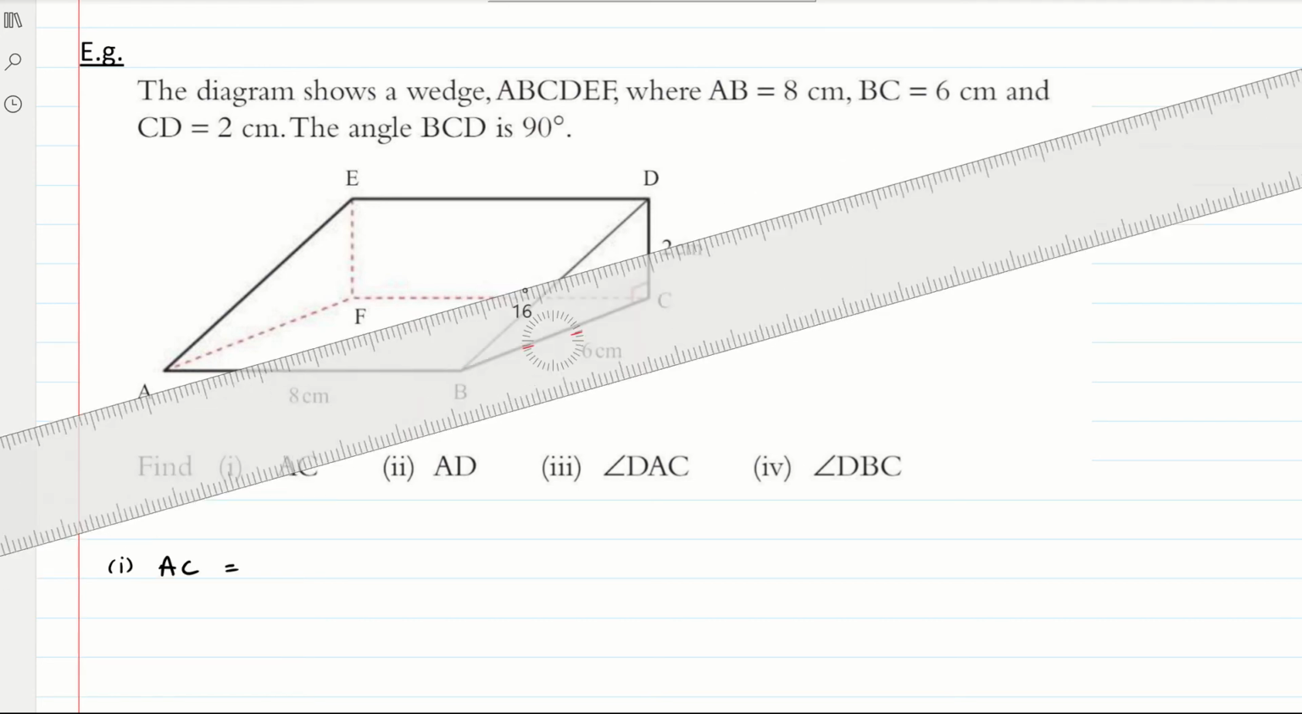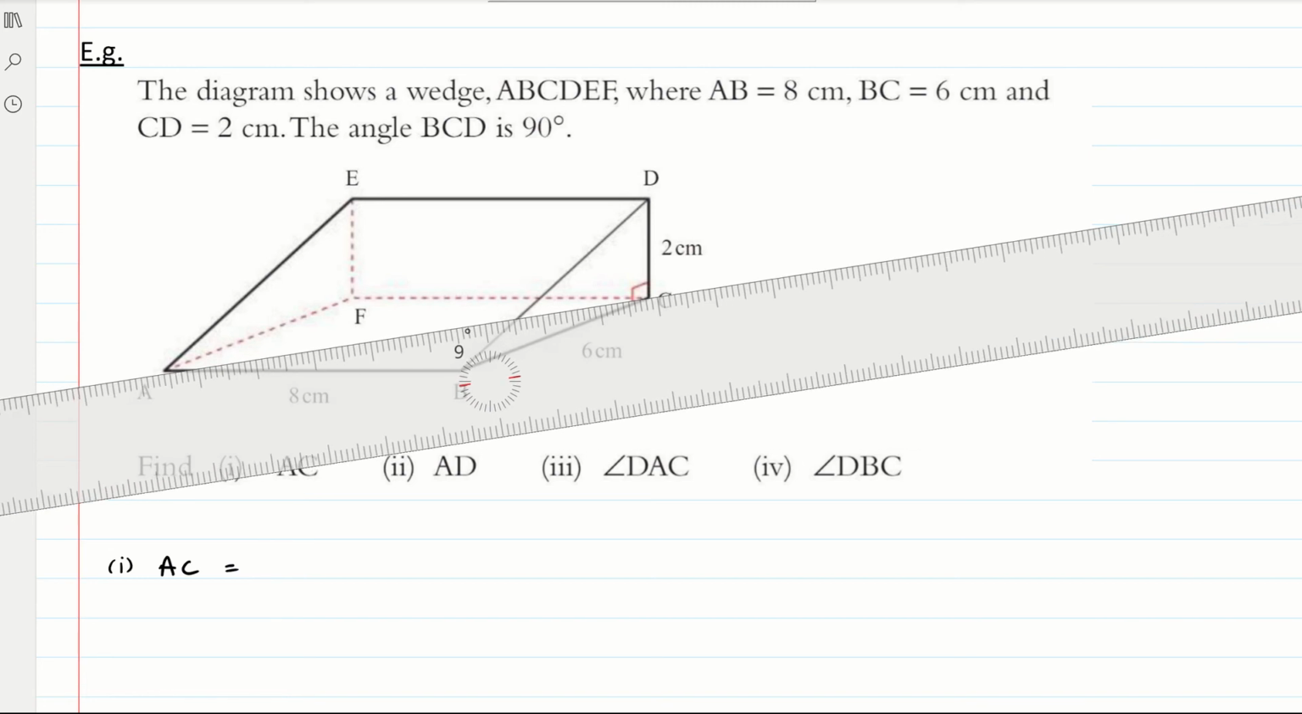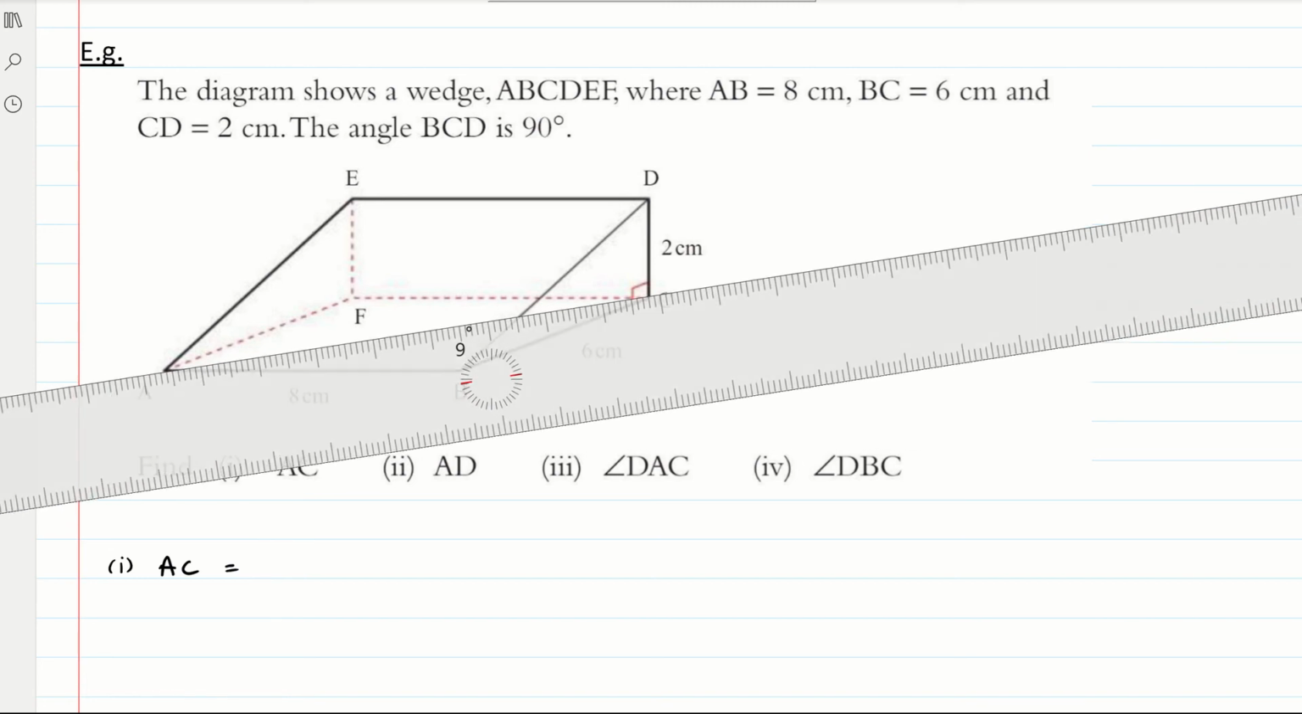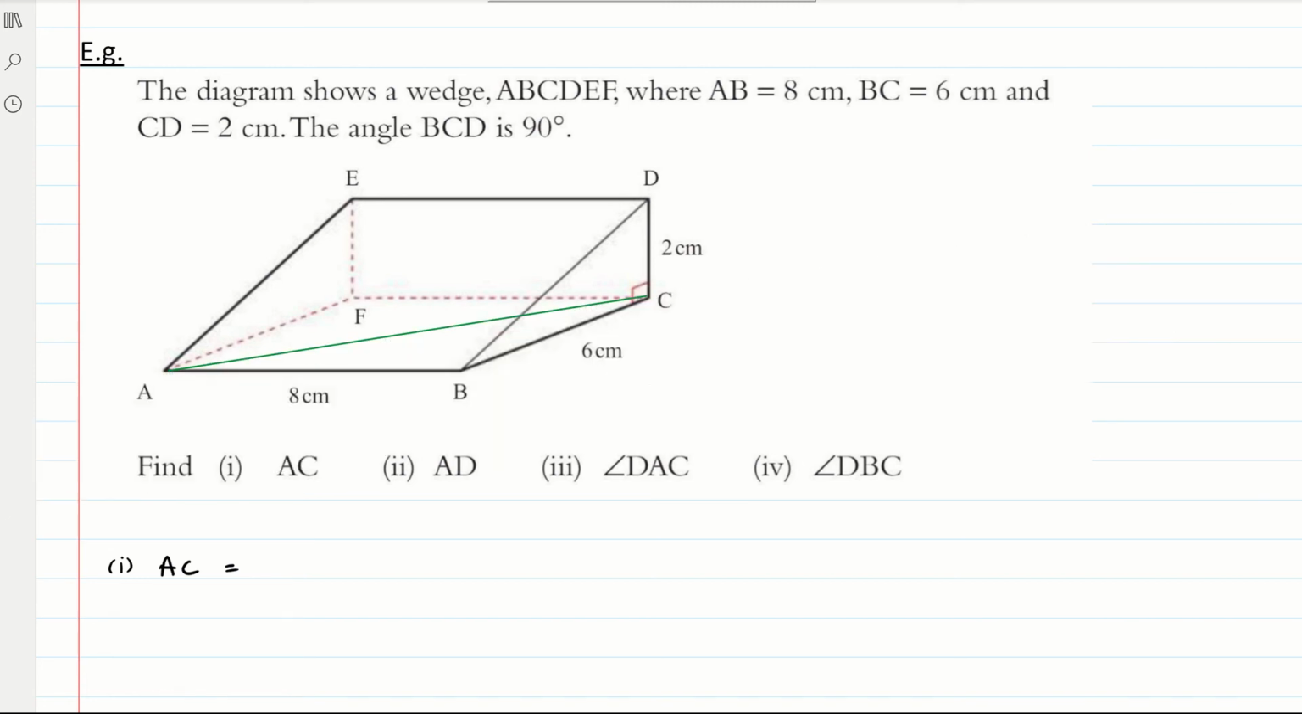Well, I always like to annotate the diagram if that's possible. Sometimes I'll draw my own diagram as well. So AC is the hypotenuse, and therefore it's 8 squared plus 6 squared. It gives me a nice, neat answer. It's 10 centimeters.